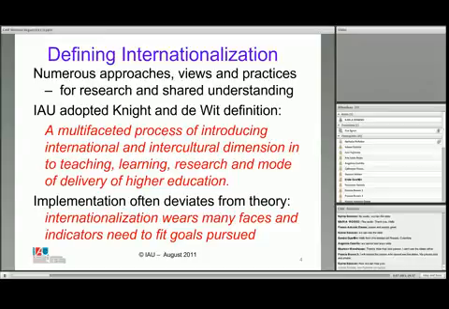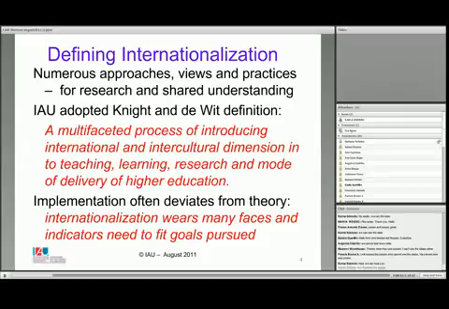And yet, I think we would all agree that implementation doesn't always easily fit into this kind of definition. So implementation is as varied as the definitions out there, and it often strays from the theory. And so I think we need to really focus on what it is we're doing, what our goals are, and when we come to measuring or finding indicators, we need to make certain that they fit with the goals that we're pursuing.